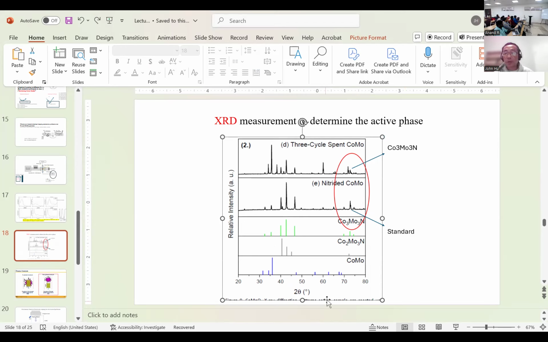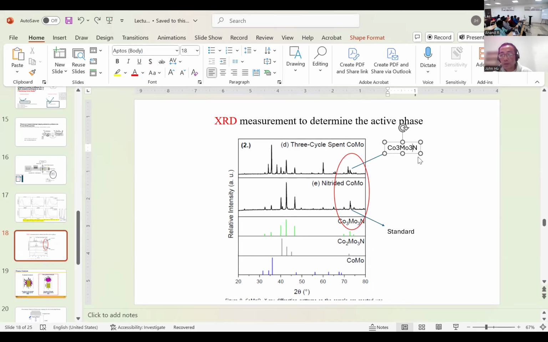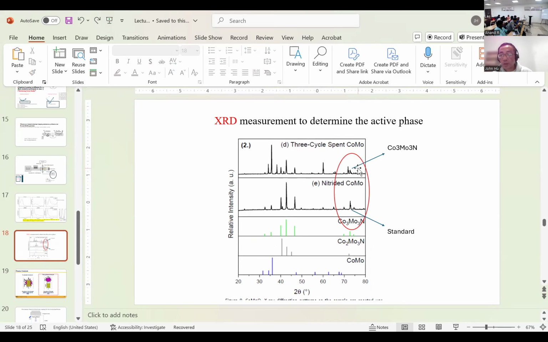We probably will not start from cobalt-moly. We probably will start with cobalt-3 moly-3 because that's the active phase. It's already formed the structure, because based on the XRD analysis, we do see the so-called cobalt-3 moly-3 structure, which is similar to this. So that means it's the active phase.